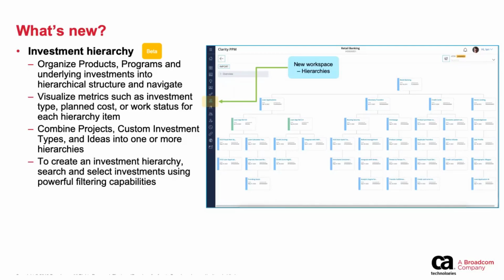So first thing, this is a new workspace. You can see the new navigation element in the menu; it's called hierarchies. This is an area, as you can see, to visually organize your investments, and it supports projects, custom investment types, and ideas. And of course, the key thing here is you can create multiple hierarchies, and I'll talk about what that really means in just a second. There is a way to organize them visually, as you can see here with this image, and then there are some capabilities here to navigate: zoom in, zoom out, and scan and pan, if you will.